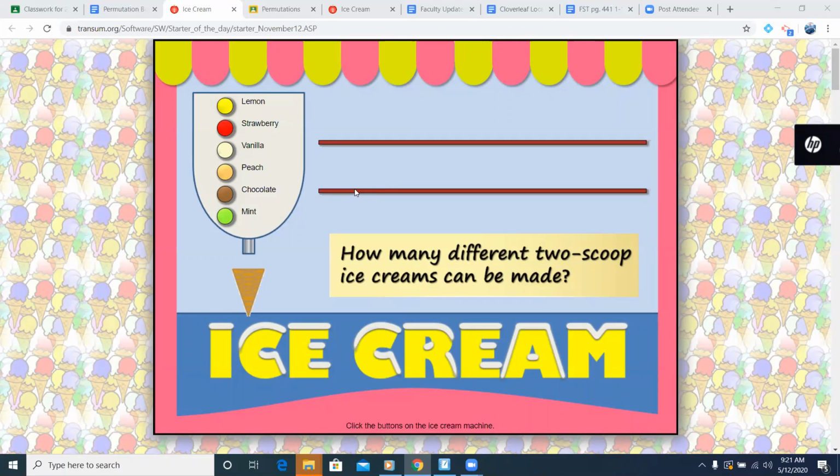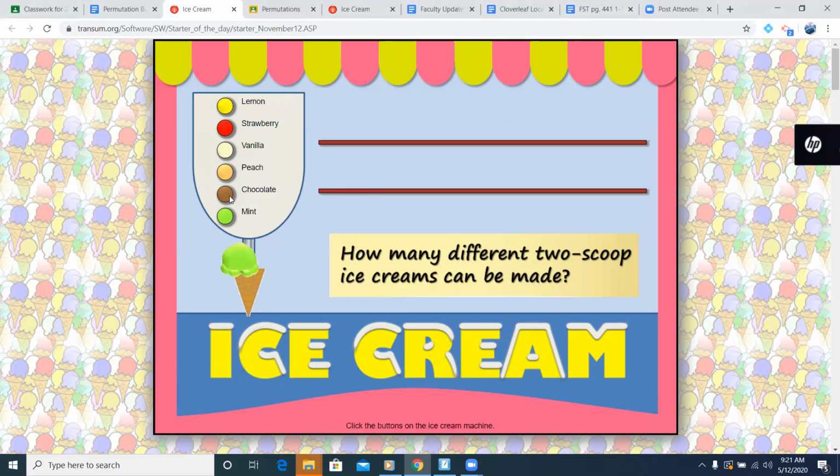Okay, let's take a look at the ice cream problem here. A lot of you said your calculator gives 30 combinations, and when we go to do this app, we end up getting 21. So why does our calculator say 30, and why does this app say 21? Let's take a look at this.